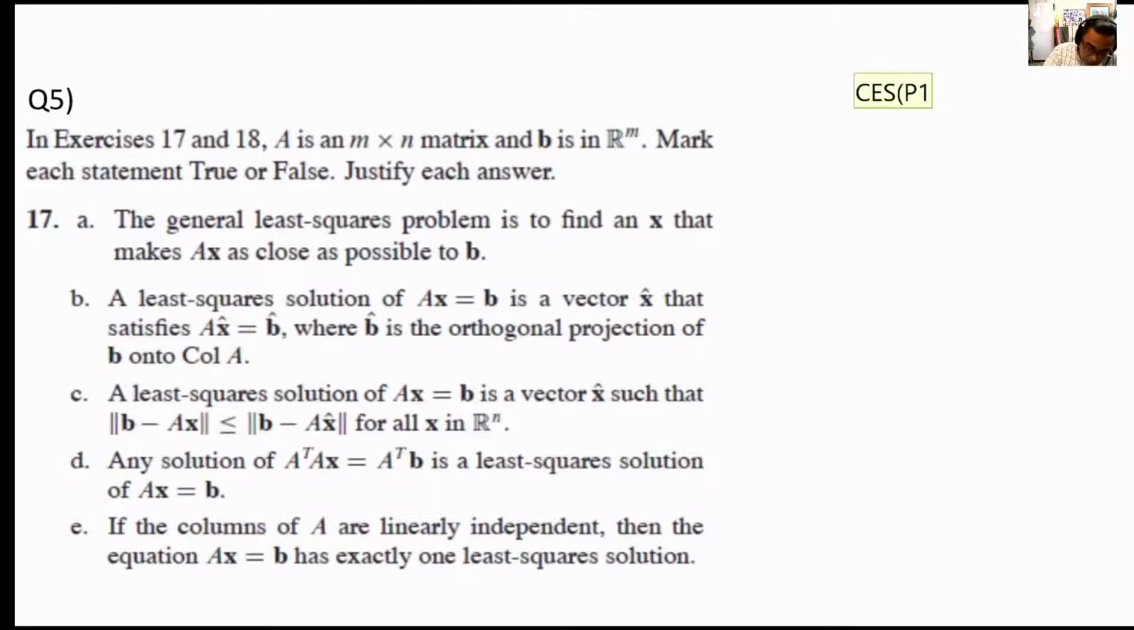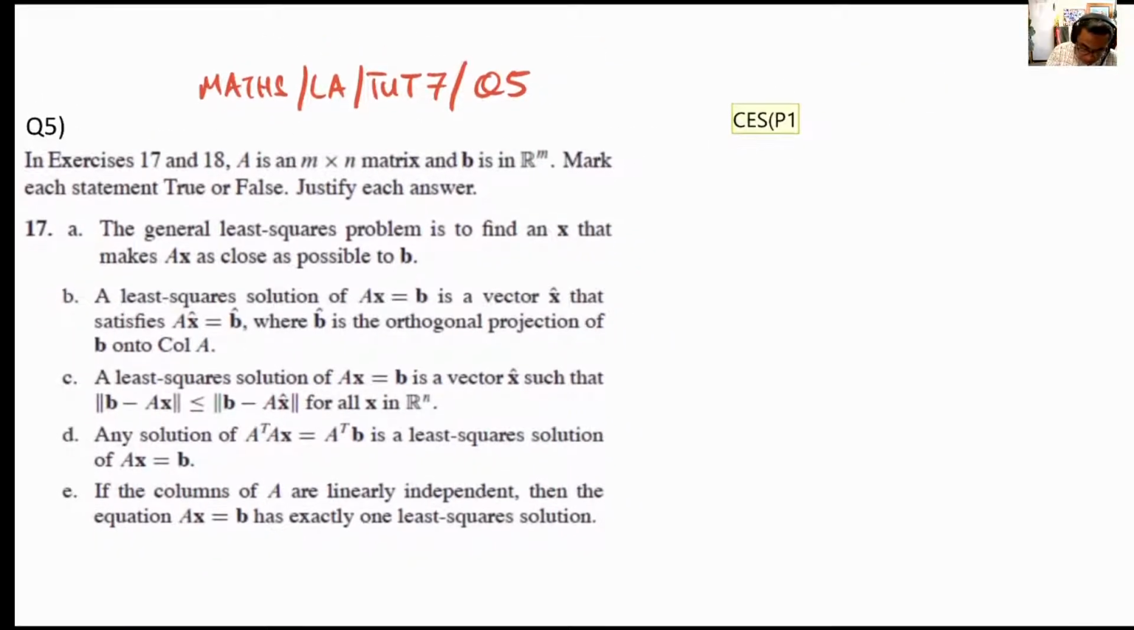Right, this is Maths Linear Algebra Tutorial 7, question number 5. Today we'll talk about the following questions from Lay. We are here to answer true or false, as well as to justify each answer. The given A matrix is an m by n rectangular matrix and B is in R^m.